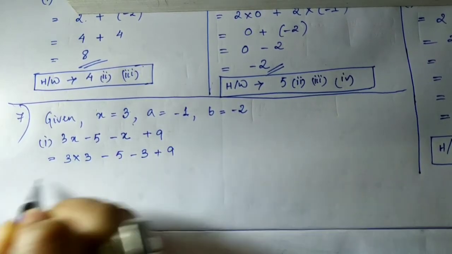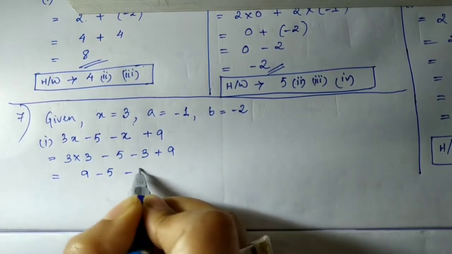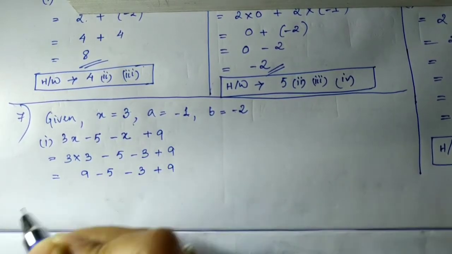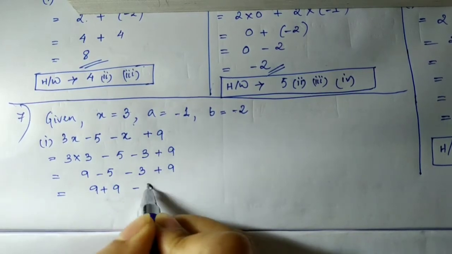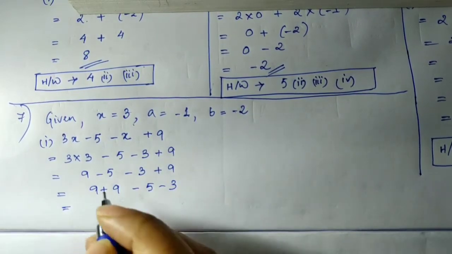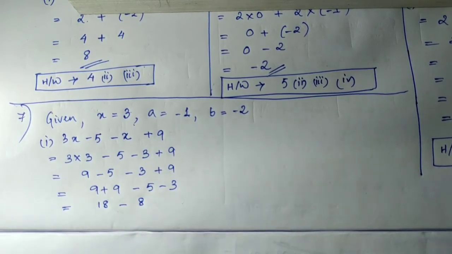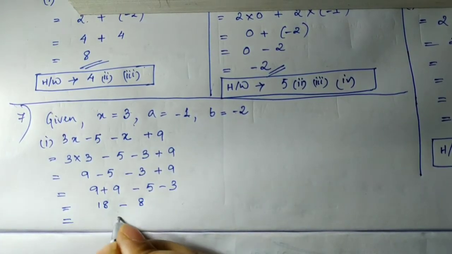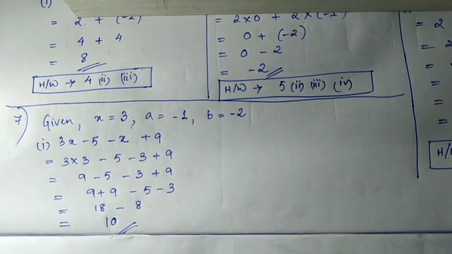So you can see, 3 3s are how much? 9 minus 5 minus 3 plus 9. So let's bring the 9 plus 9 together, and minus 5 minus 3. 9 plus 9 is how much? 18. Minus 5 minus 3 is minus 8. 18 minus 8 is equal to 10, and this is your solution. You just have to put the values and find the solution.